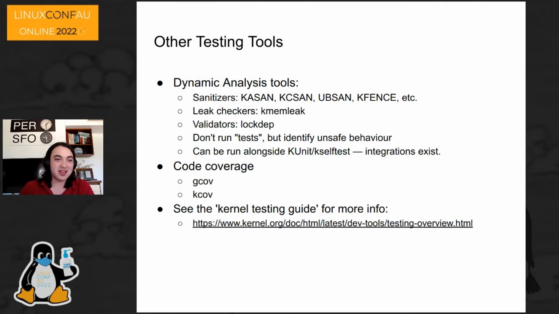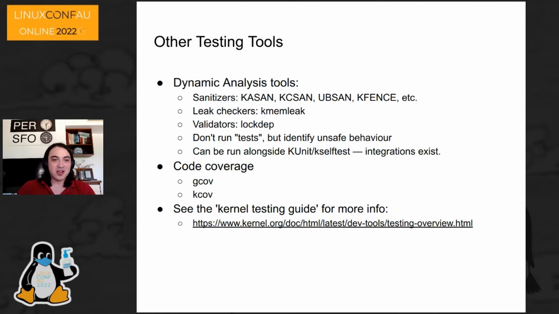Similarly, there are code coverage tools. I suspect everyone's got a pretty good idea what code coverage is. And as with many things, there are two different ones you can use with the kernel. Again, these are a useful tool to have alongside KUnit or kselftest tests.